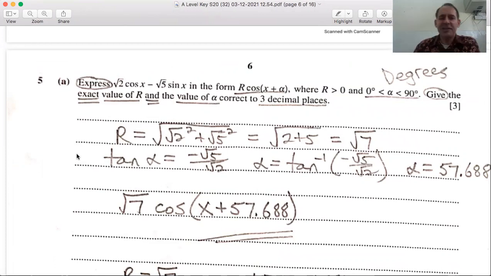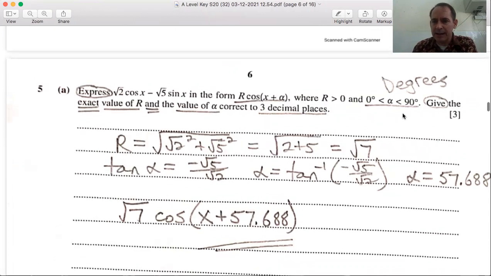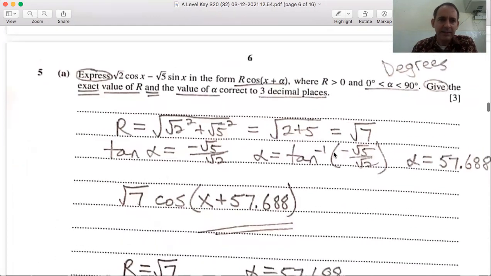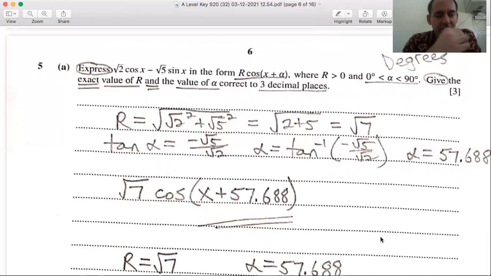expression that we want to change over into this r cosine x plus alpha form, where r is greater than 0 and alpha is between 0 and 90. Again, give the exact value of r and the value of alpha correct to 3 decimal places. So to find r, it's basically like using the Pythagorean theorem, where you use the root 2 and the negative root 5, although the negative doesn't really matter because you're squaring it.